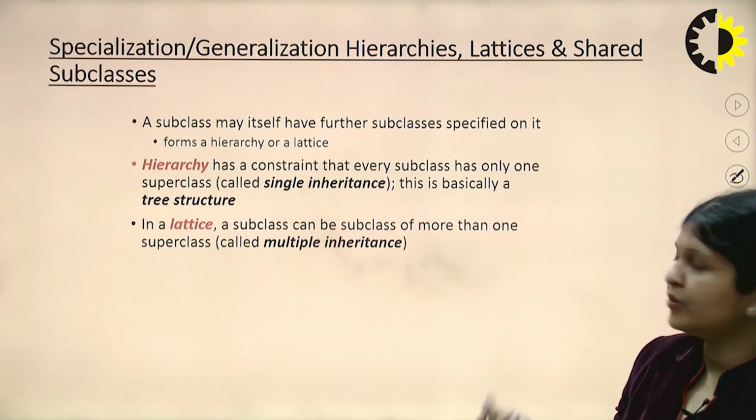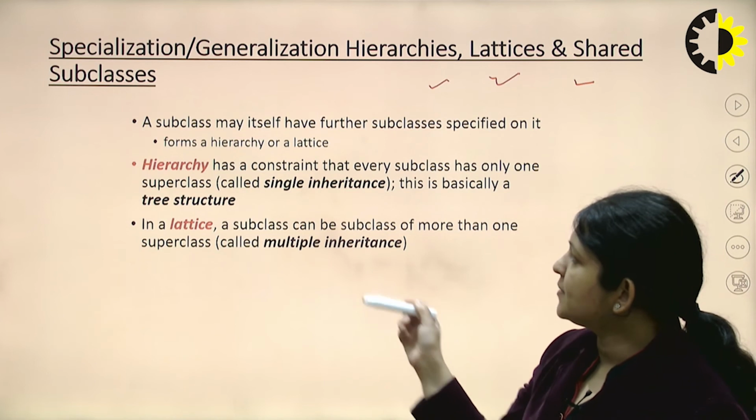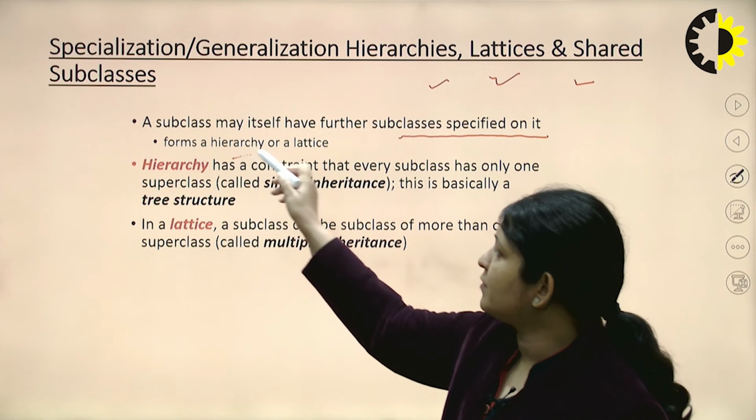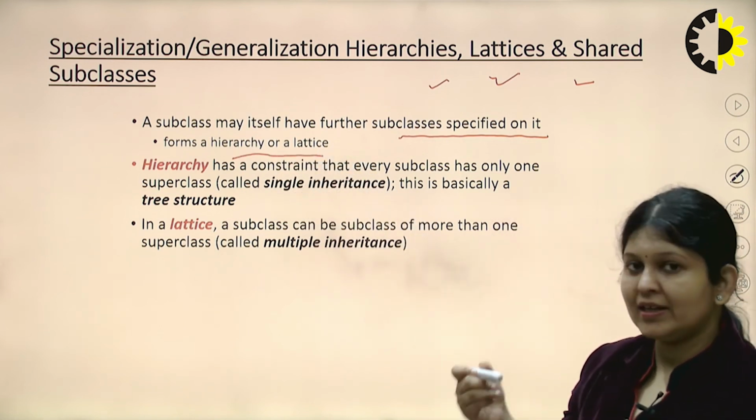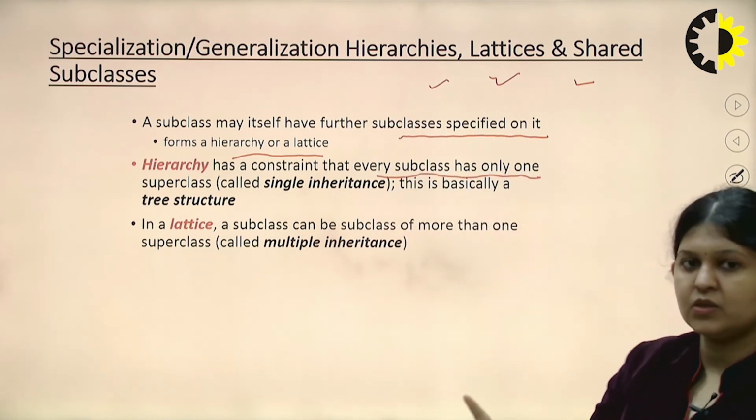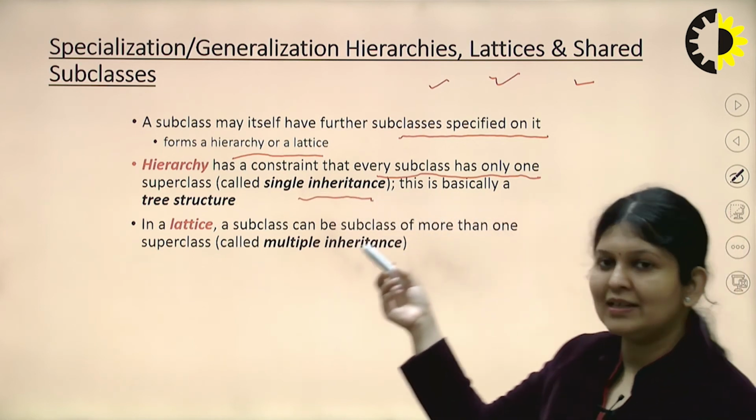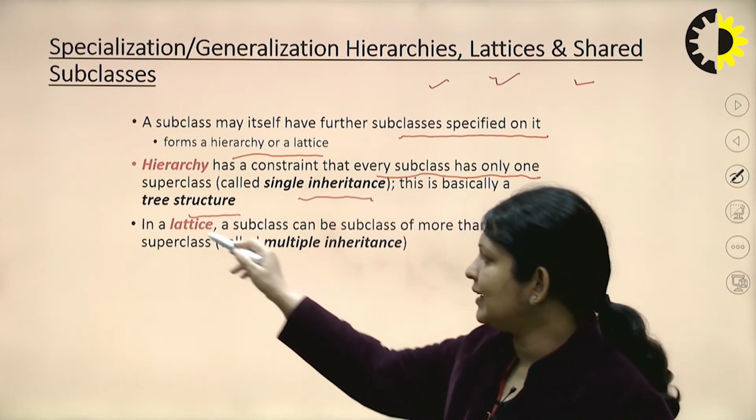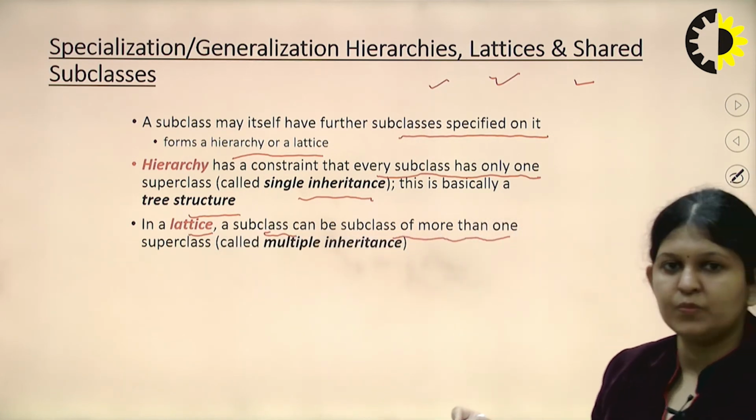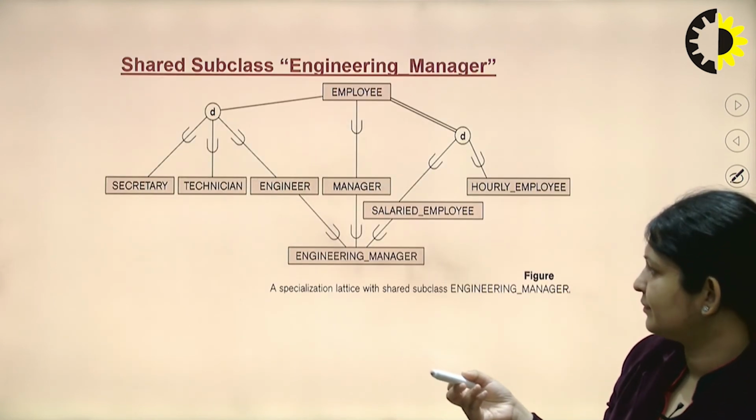Now we have one more concept: hierarchies, lattices and shared subclasses. A subclass may itself have further subclasses specified on it, and it forms a hierarchy or a lattice. In a hierarchy, every subclass has only one superclass. This is called single inheritance, and we get a tree structure. In a lattice, a subclass can be a subclass of more than one superclass. This is called multiple inheritance, or a shared subclass.